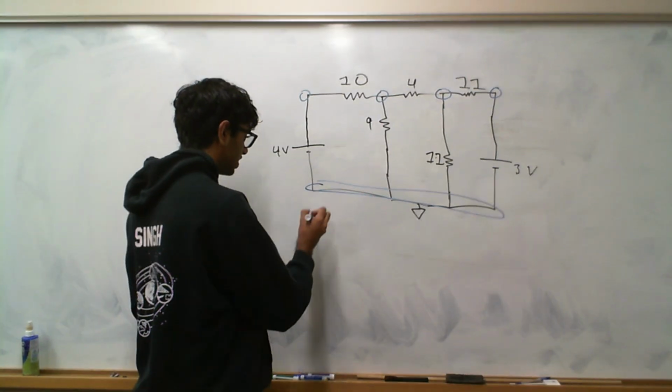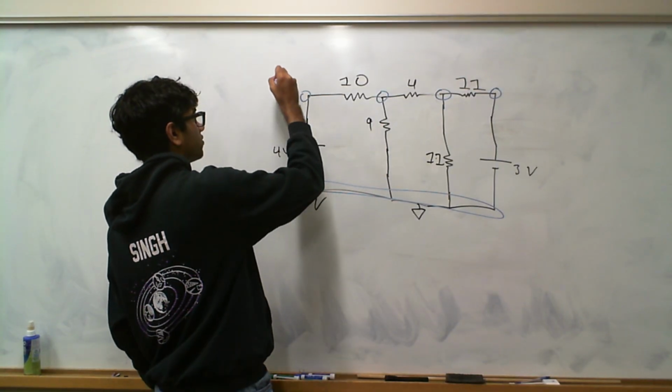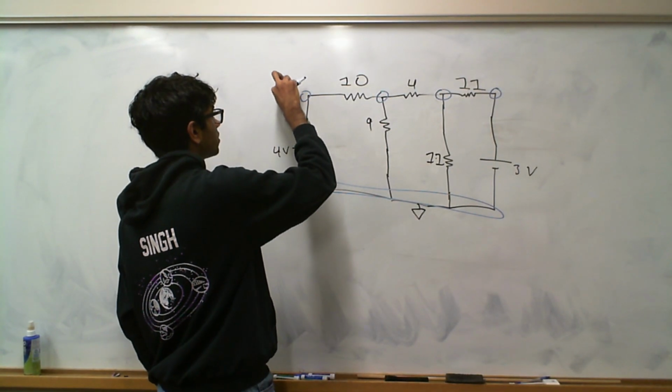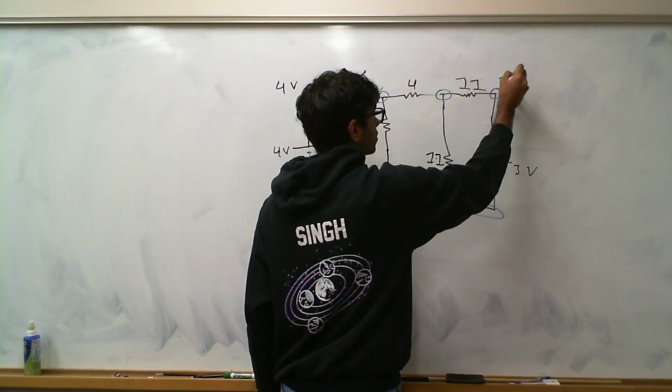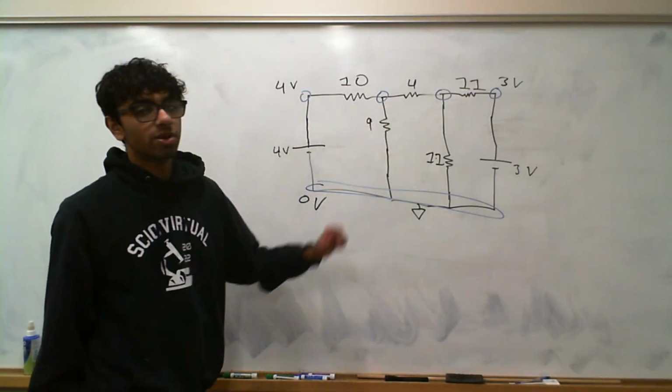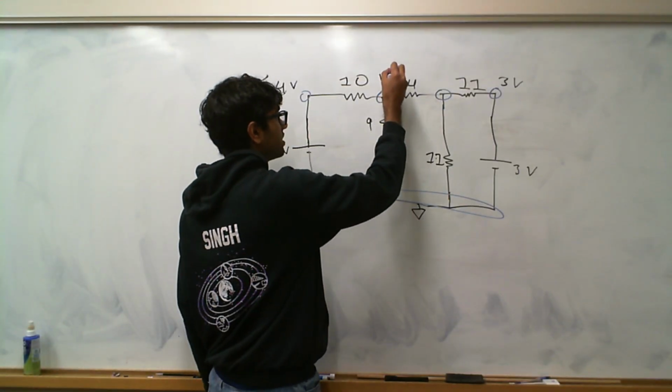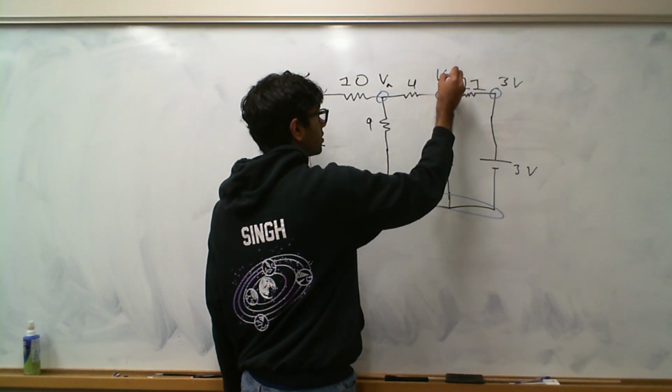So this bottom node is 0 volts. This node is 4 volts. This node is 3 volts. But these two nodes we don't know. So I'm going to call this VA and VB. Okay?